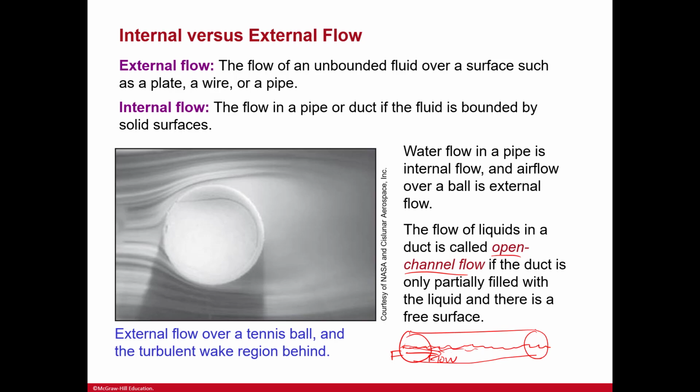Okay, and here it's showing you a picture, an external flow over a tennis ball and the turbulent wake region behind. So this is really important because you can see the changes. You see this sticking, this no slip here. And then you can see the changes are drastic in the viscous region and then not so much in the inviscid region, right?